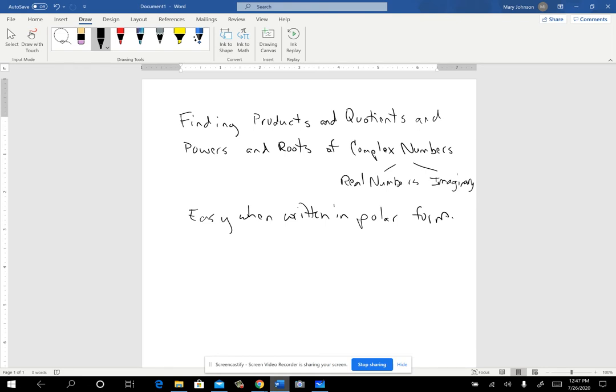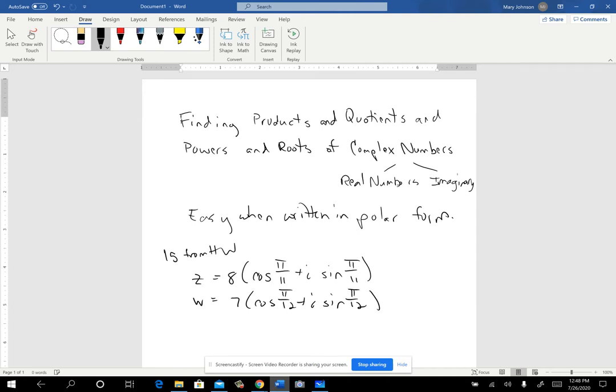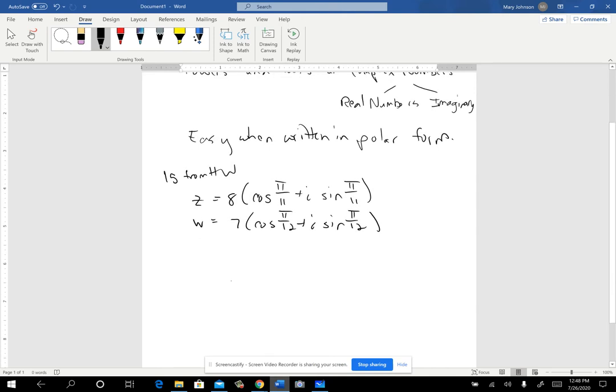All right, so here's an example. This is number 15 from the homework. They give me one complex number that's in polar form already. It looks like this. And then I have another one that's 7 times cosine of pi over 12 plus i sine of pi over 12. Okay, so there's my two complex numbers, and they're asking me to find the product, to find ZW. Now here's the result the notes are talking about.